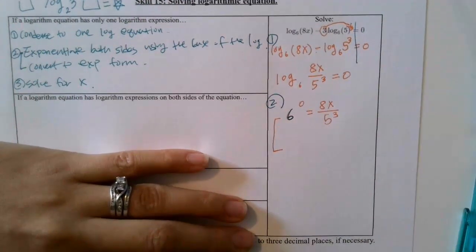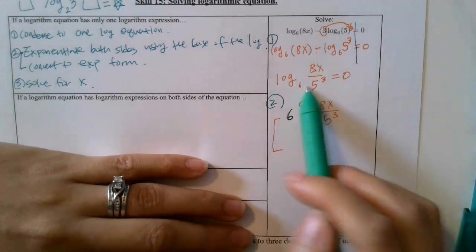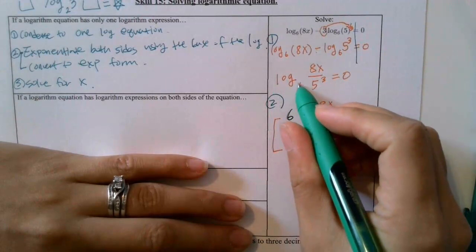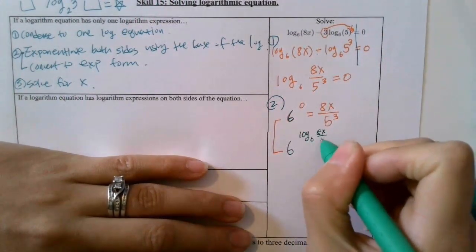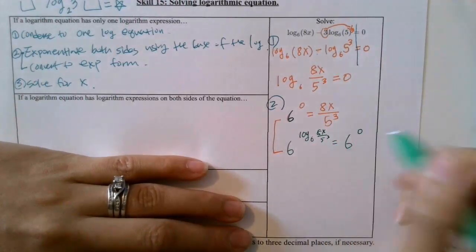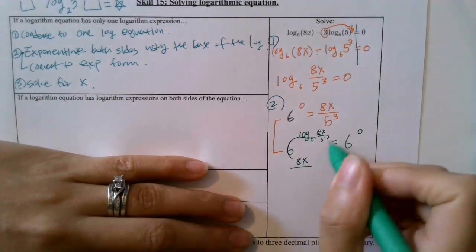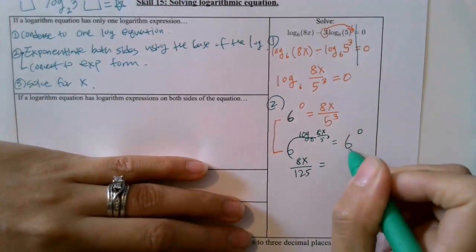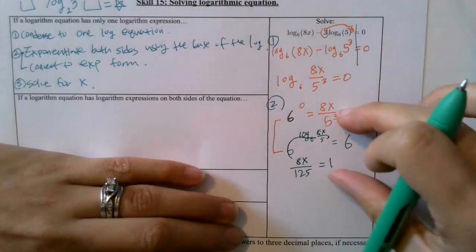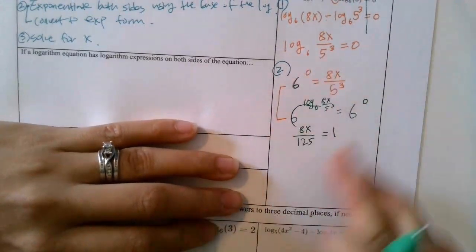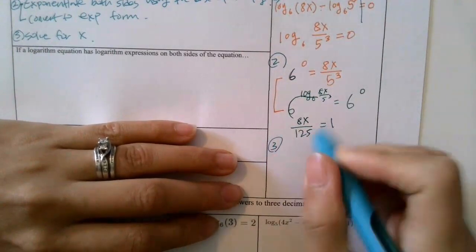Or you can exponentiate using the base of the logarithm. What do I mean by that? I need you to move this as an exponent. So what's my base? 6. I raise 6 to log base 6 of 8x over 5 cubed, which is equal to 6 to the 0 power, and using the property I can cancel this out. 8x over 5 cubed, which is 125, is equal to 6 to the 0 power, which is 1. Either way, I don't care. Those are two ways you can go about it, but you're going to get to the same place. Then step number 3, solve for x.